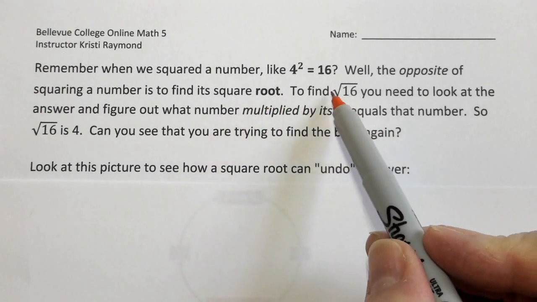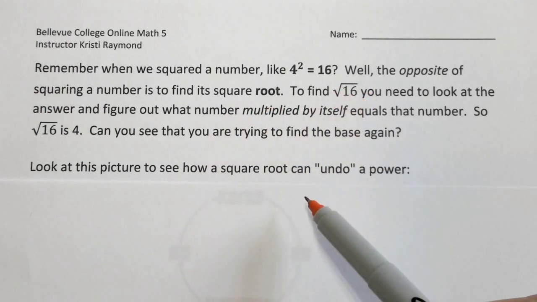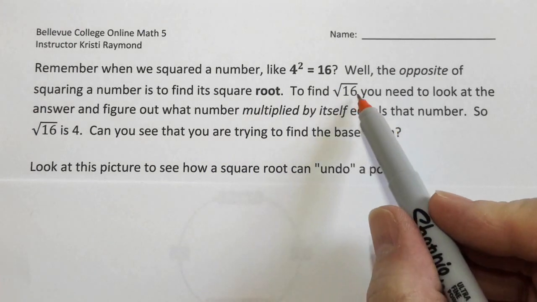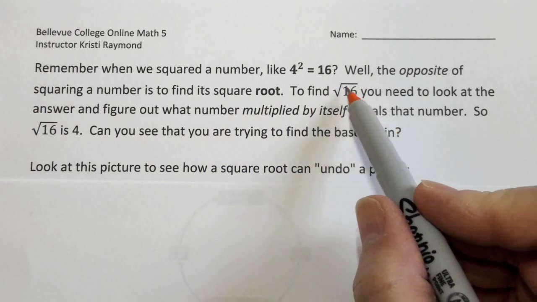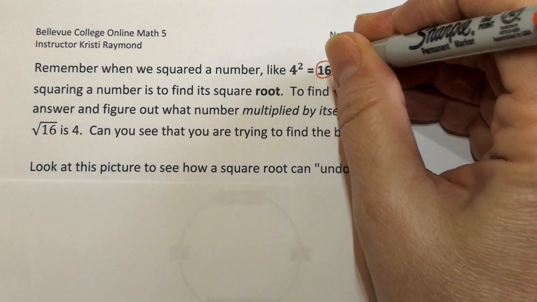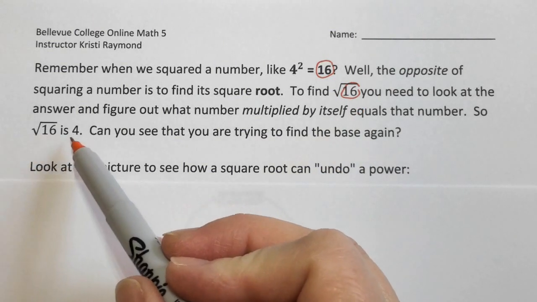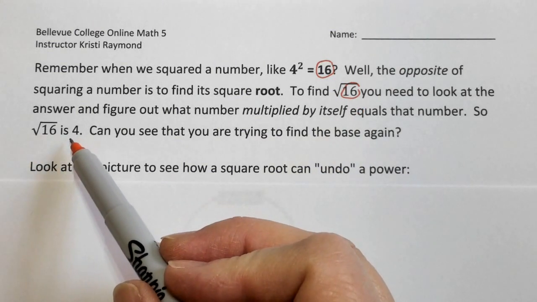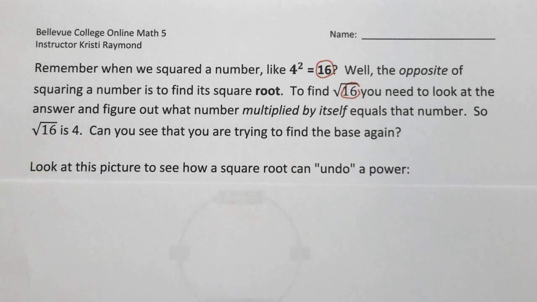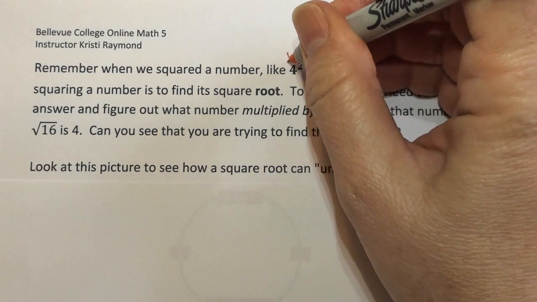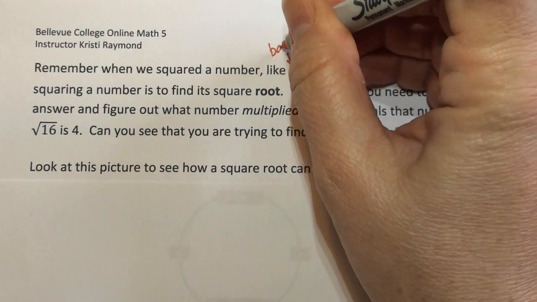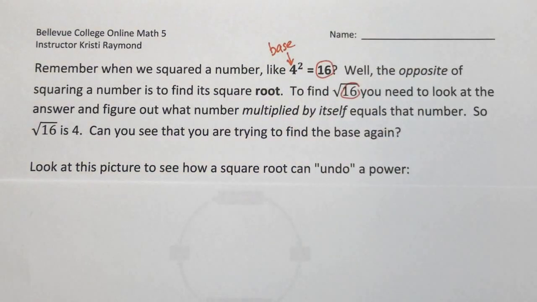It looks like this. This would be the square root of 16. To find the square root of 16, you need to look at the answer, which is this here. You look at the answer, and then you need to figure out what number multiplied by itself equals that number. So the square root of 16 is 4, because 4 times itself is 16. So really, you're trying to find the base again.